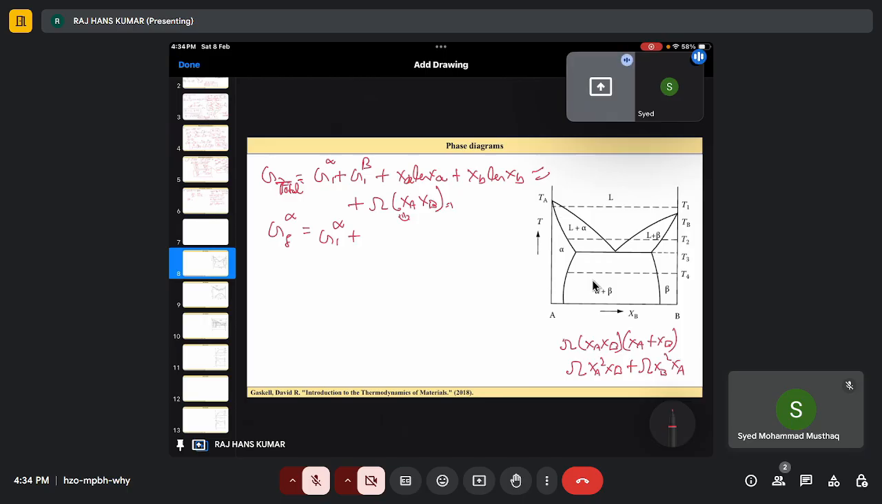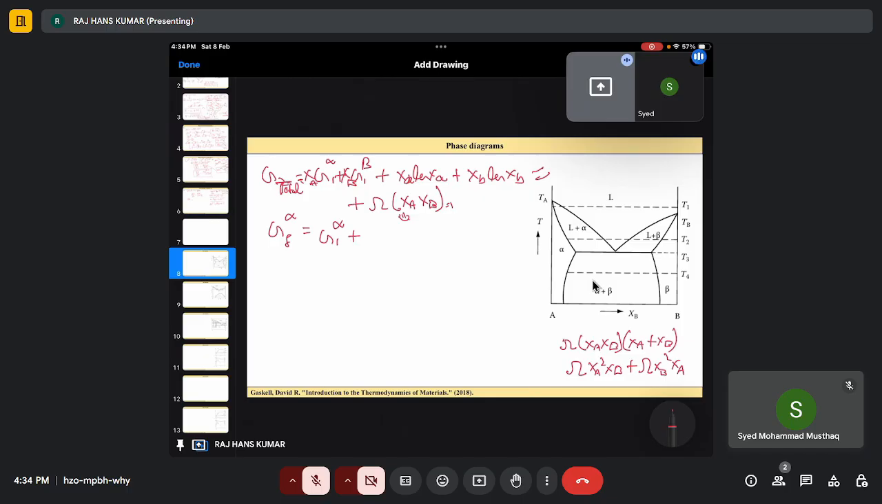Now you can take any one common, right? So if I take XA as common, right? I didn't mention XA XB because G1 is a molar free energy, right? So that's why mole fraction.